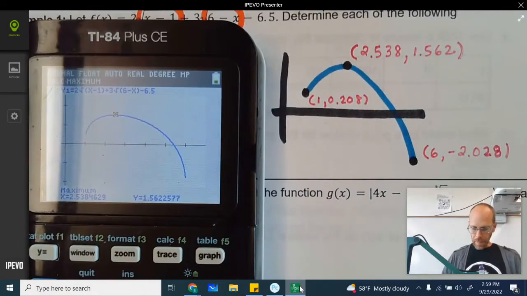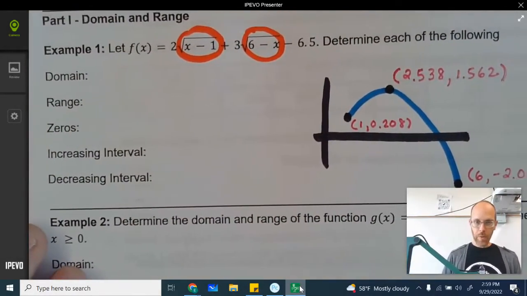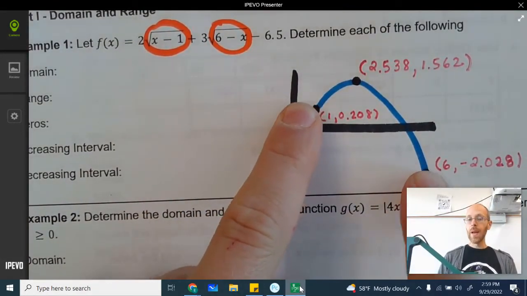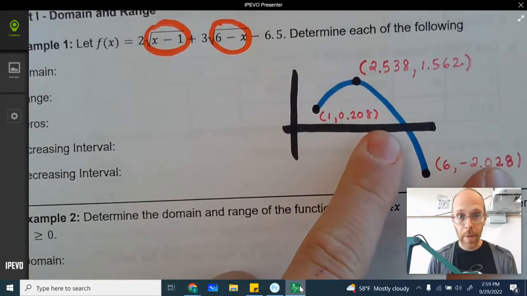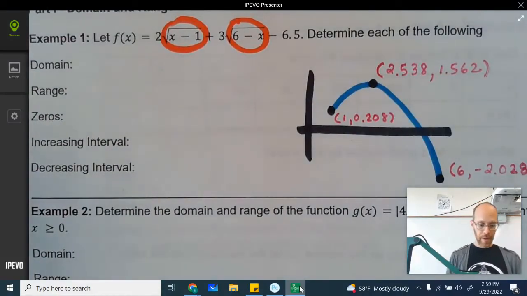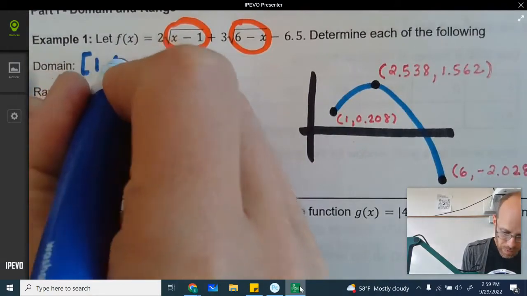All right, so let's talk about what information we can get from that. First, we can get the domain, because the domain is going to be everything from this number to this number. And notice that both of these x values have y values with them. That means that they are included, right? You want the hard brackets. So our domain is going to be 1 to 6.